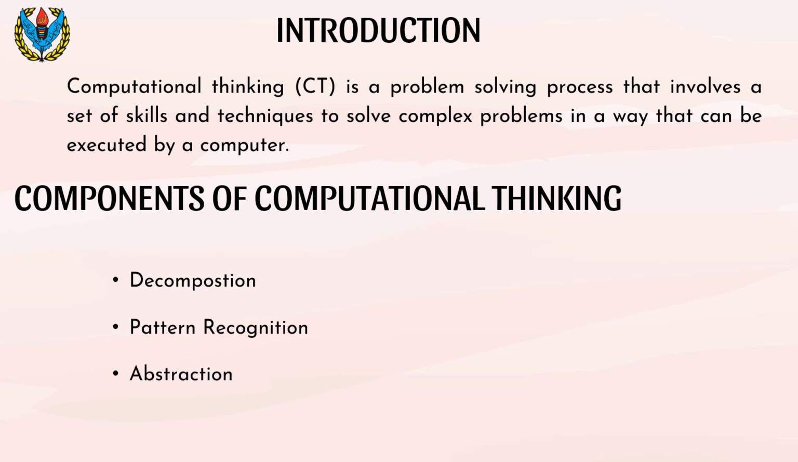Abstraction. This is about ignoring unnecessary details and focusing only on the important aspects of the problem. Think of it like reading the summary of a story. You don't need every single detail, only the key points. Algorithm. Finally, we design a set of step-by-step instructions that lead us to the solution. This is like following a recipe while cooking. If we follow the steps correctly, we get the desired result.